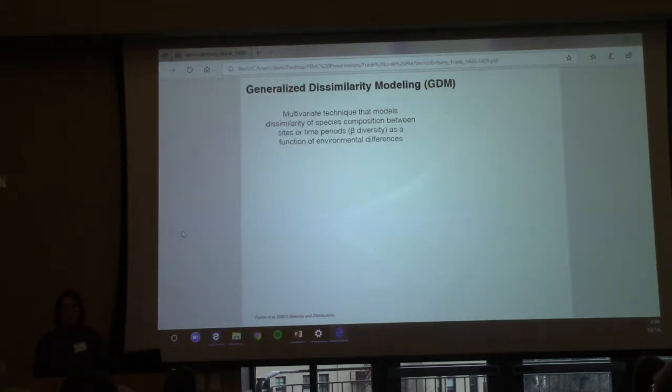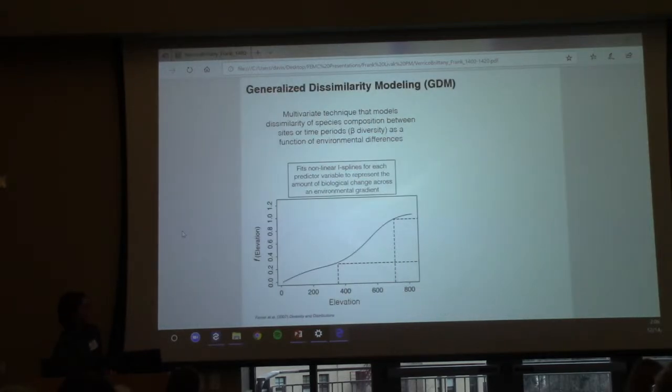So one way I did this was with generalized dissimilarity modeling, and this is a multivariate technique that models dissimilarity of species composition between sites or between years, so it's a measure of beta diversity in a sense, as a function of environmental differences. And I think this will become a bit more clear as I walk through the next couple of slides. So without going into too much of the nitty-gritty of the details, GDM fits nonlinear I-splines to each predictor variable that you have in the model.